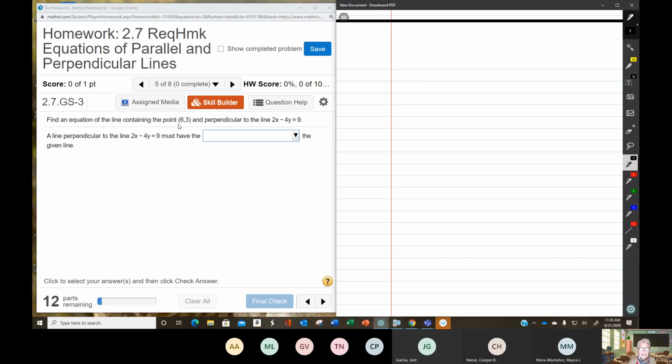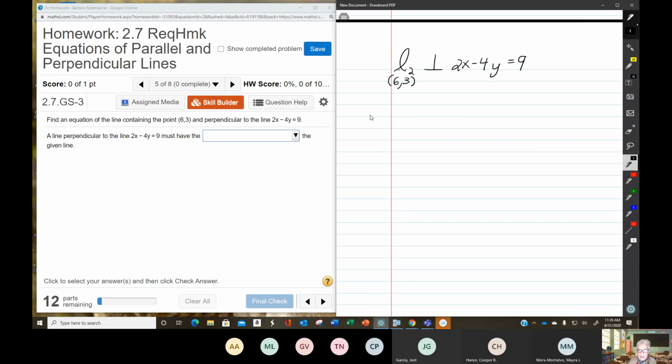Find the equation of a line containing this point and perpendicular to this line. So this is the same form. Okay, you've got L2. And L2, here's a symbol, is perpendicular to 2x minus 4y equals 9. And this line, L2, is going to go through the point 6, 3.